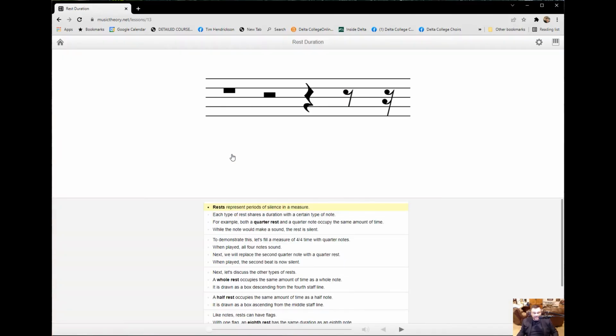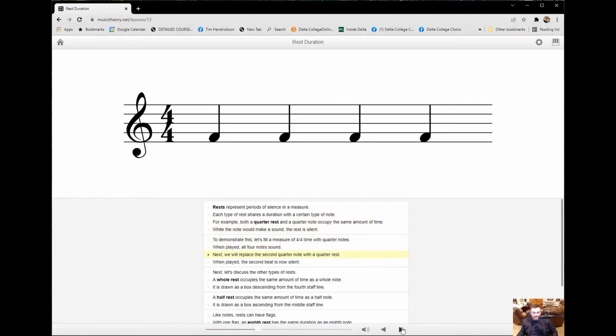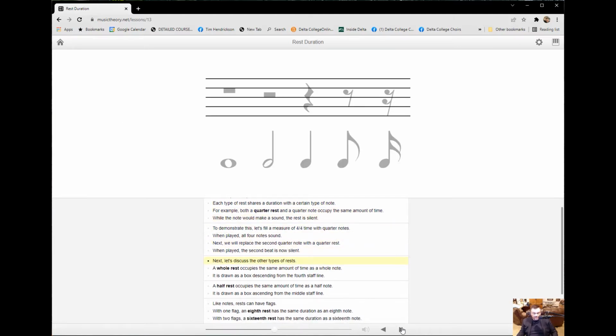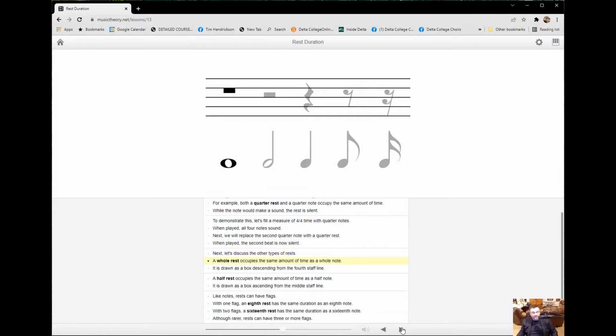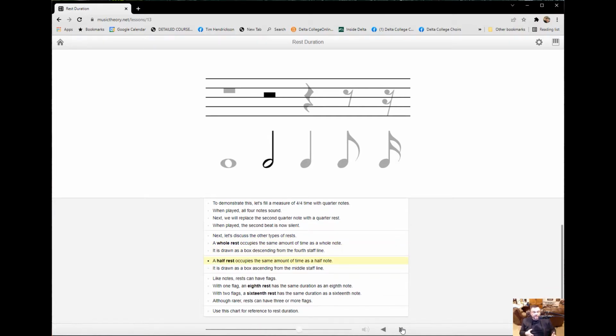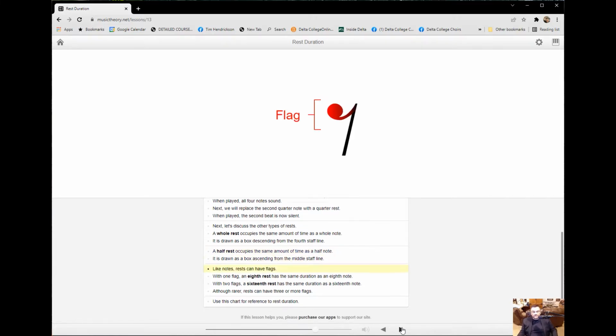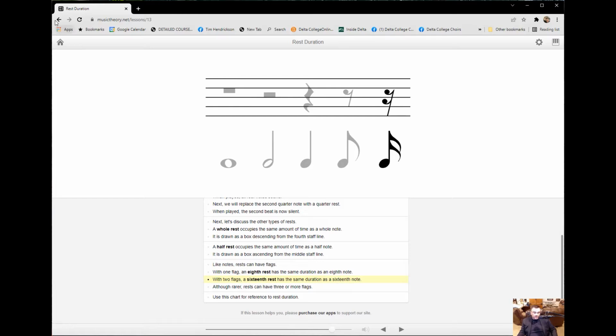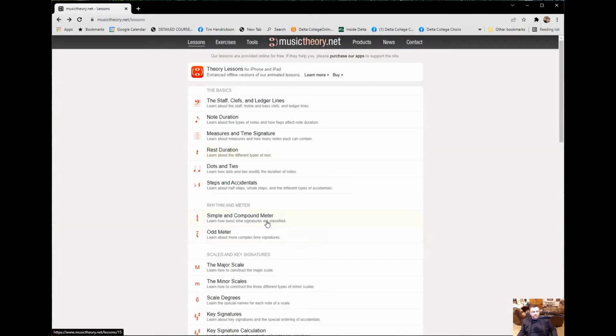Rests, again, something we're going to need to know about. So just take a look at these, look at the descriptions, look at what it means, look at the correlation between note values and rest values. Remember that a note value is a duration of sound of pitch. A rest is a duration of silence. So again, there you go. Very good tools to use.